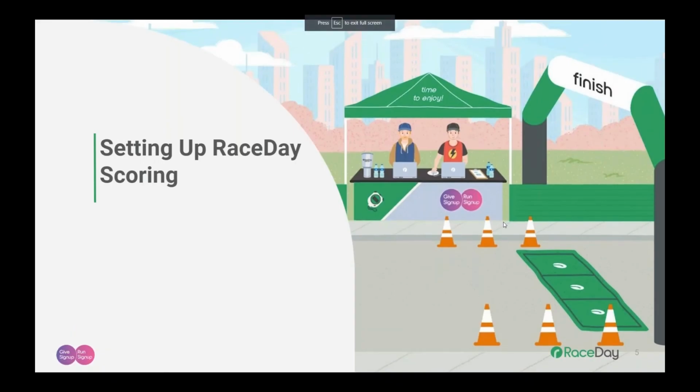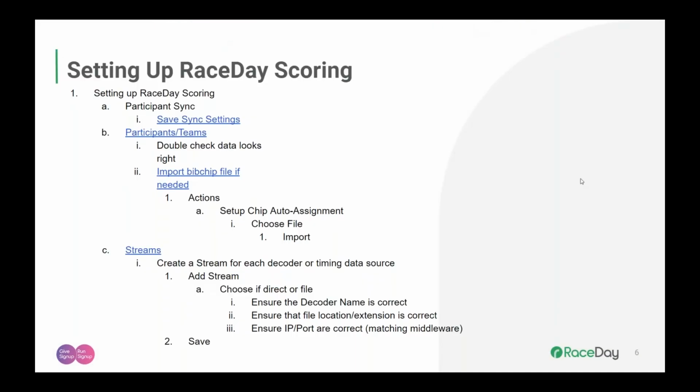All right, so we're into our race. Now we're gonna go into setting up the race on race day scoring. Again, we're gonna talk through it and then we're gonna do it. So first things first, we're going to land on the home page. We're going to go and save the participant sync. We're going to go into participants and teams. We're going to double check everything that looks right. If we need to import a bibchip file, we do that.